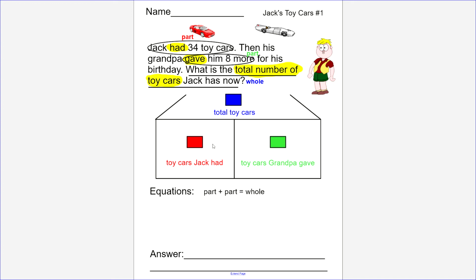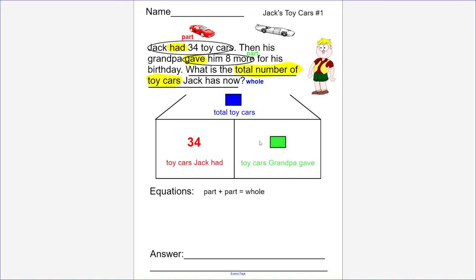Let's go ahead and think about what numbers go with each of these pieces. Let's start with the part "toy cars Jack had." Look back up at the story problem. How many toy cars did Jack have? Oh yeah, I see right here. Jack had 34 toy cars. So I'll put the number 34 here. 34 toy cars Jack had.